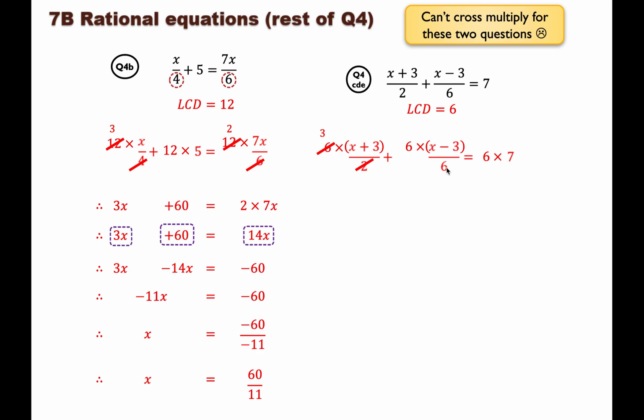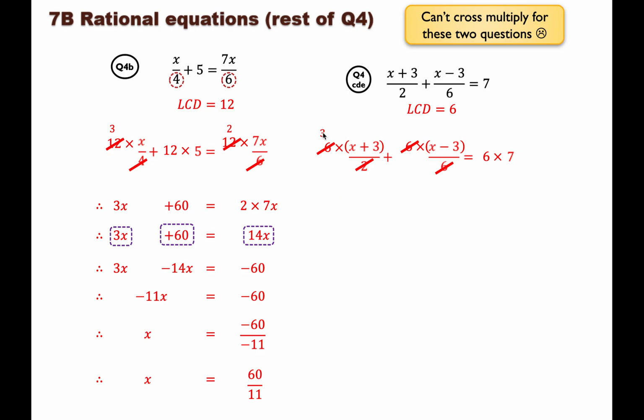What about this one? I've got a 6 on the bottom and a 6 on the top. Well, I can just cross them both off. I can cancel them, the same thing on the bottom of the fraction and also on the top of the fraction. So they're gone. Okay, and on this side, 6 times 7, we'll figure that out in a minute.